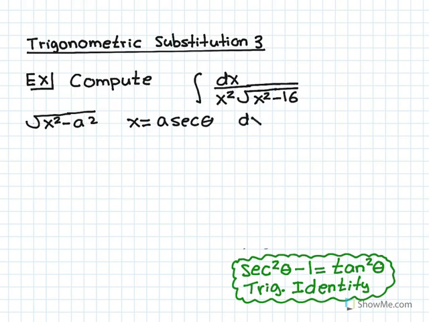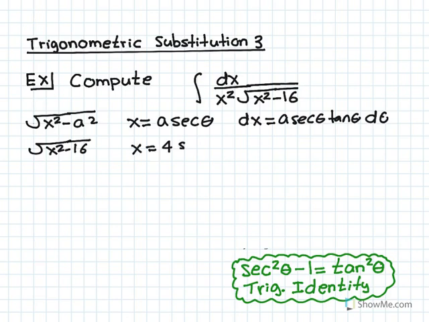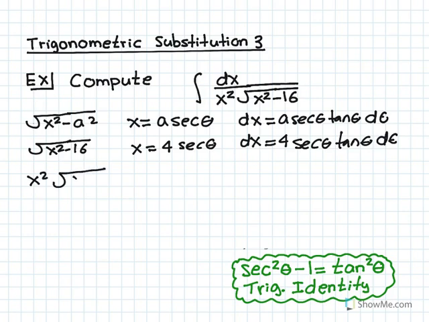Differentiate both sides, we get dx is equal to a sec theta tan theta d theta. We have root of x squared minus 16 in the denominator. That means x is equal to 4 secant theta, because you can think of 16 as 4 squared. Differentiate both sides, we get dx is equal to 4 sec theta tan theta d theta. So we have x squared root of x squared minus 16.